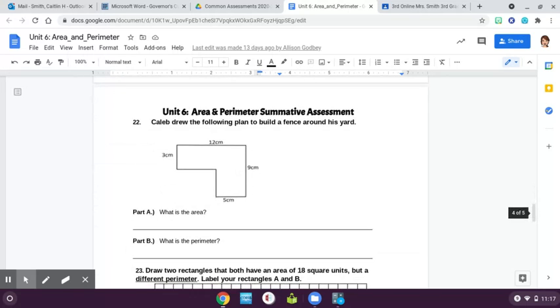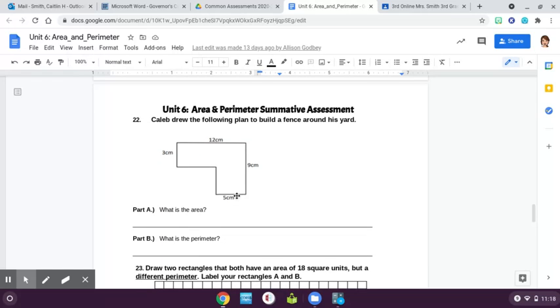Question 22. Caleb drew the following plan to build a fence around his yard. What is the area? So with this one, remember, we're going to have to turn this into two shapes. So we can either draw a line here or here. It's up to you how you divide it. Okay, then you find the area, length times width, of each rectangle, and then you add those two together.